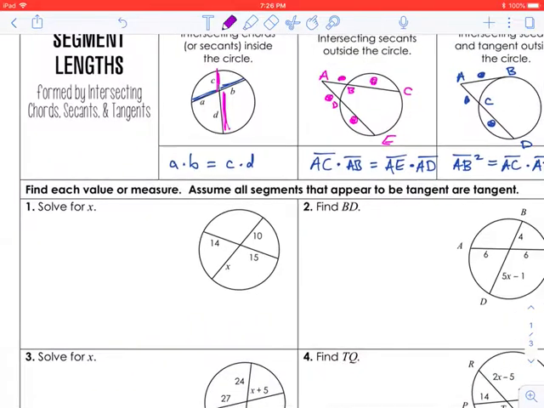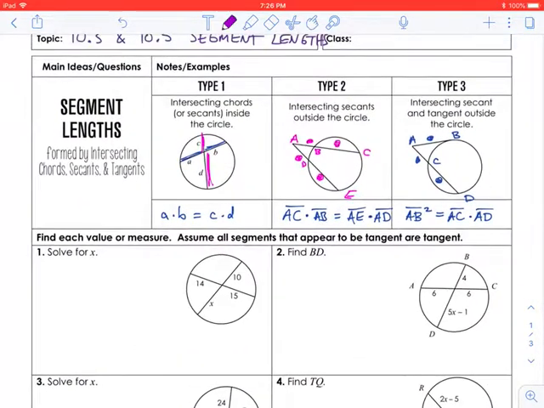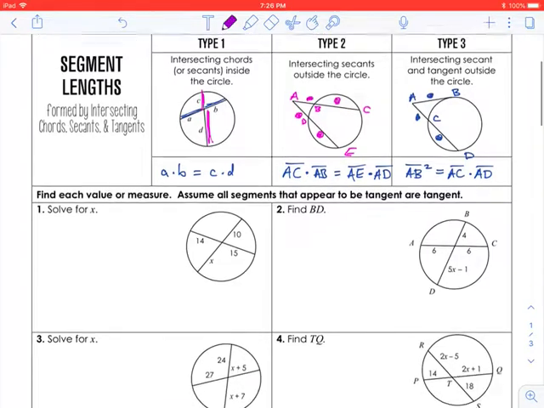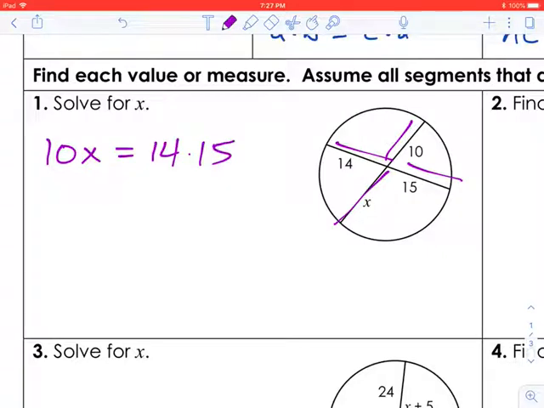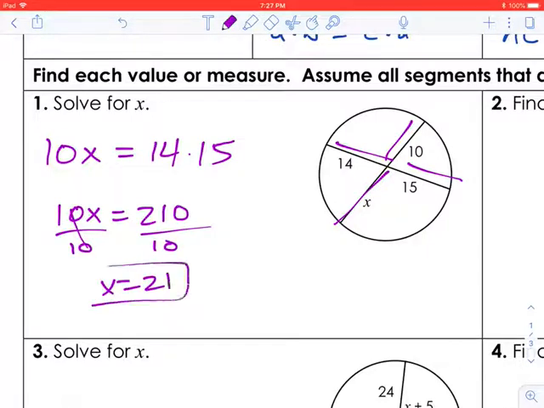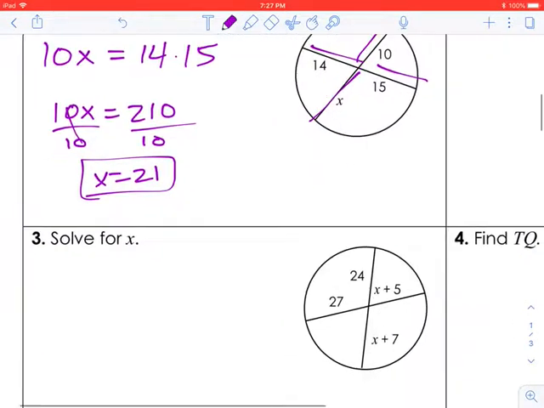Okay, so let's do a few of these, and then I'll give you what numbers to do on the homework. Okay, so let's look at number 1. We've got solve for x and two chords that are intersected. So I'm going to go the part times the part equals the part times the part. So 10 times x equals 14 times 15. Okay, so in that case, 14 times 15 is 210. And when I divide by 10 to get x by itself, I get x equals 21. There we go. Pretty simple there.